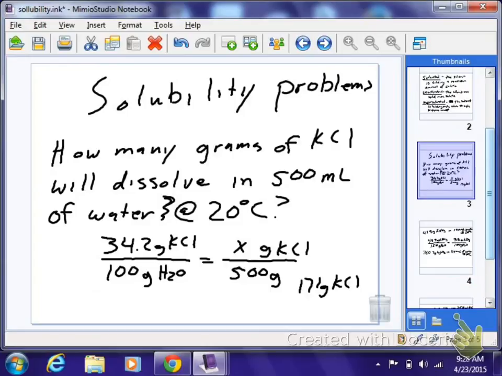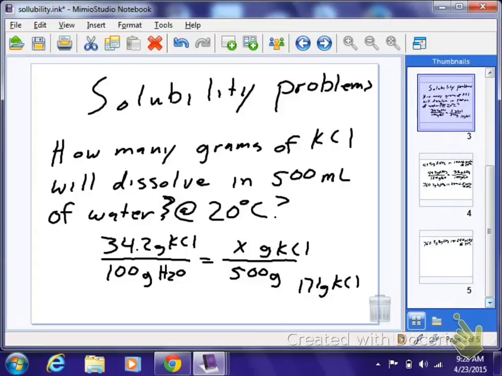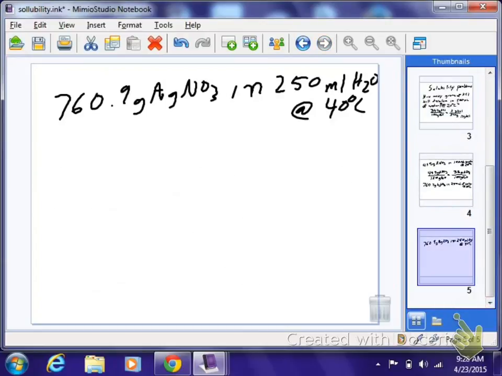Okay, so then what we're going to do is we'll do a couple examples of this, just to determine if something is saturated or not, or if it's supersaturated. So I'll show you how to do one of these. Okay, so this one is 760.9 grams of AgNO3. That would be in 250 milliliters of H2O at 40 degrees Celsius. So we're not going to write down the number in the book. We're going to use that as a comparison.